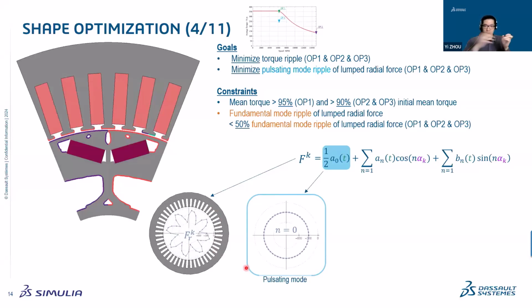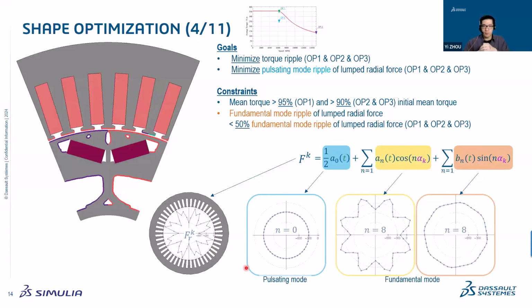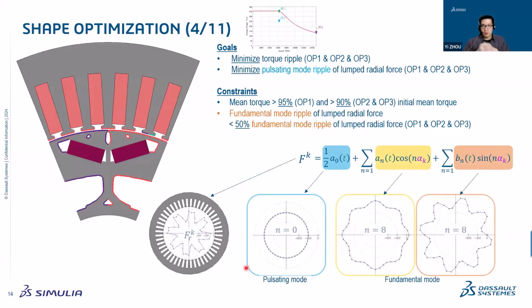That means no matter where you are, in which position of the rotor or stator, they are always acting with the same amplitude. This is called positive mode. And then the fundamental mode is just first order from Fourier transform. Why is this order so important?